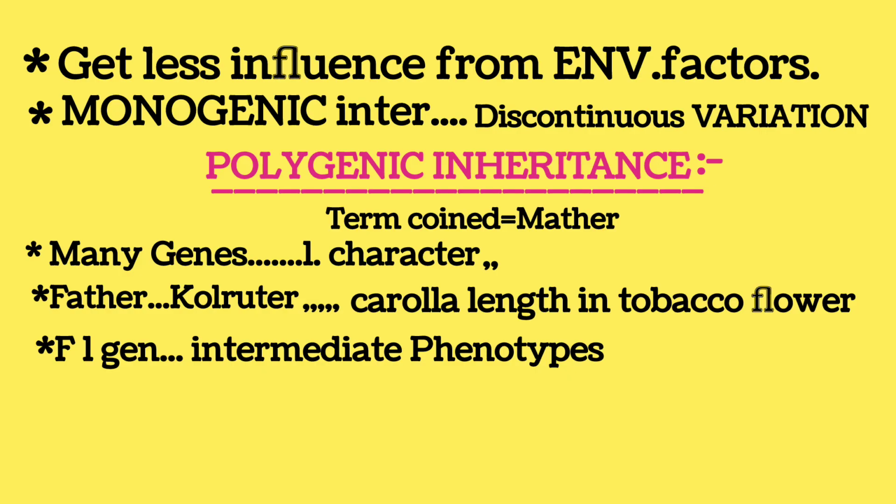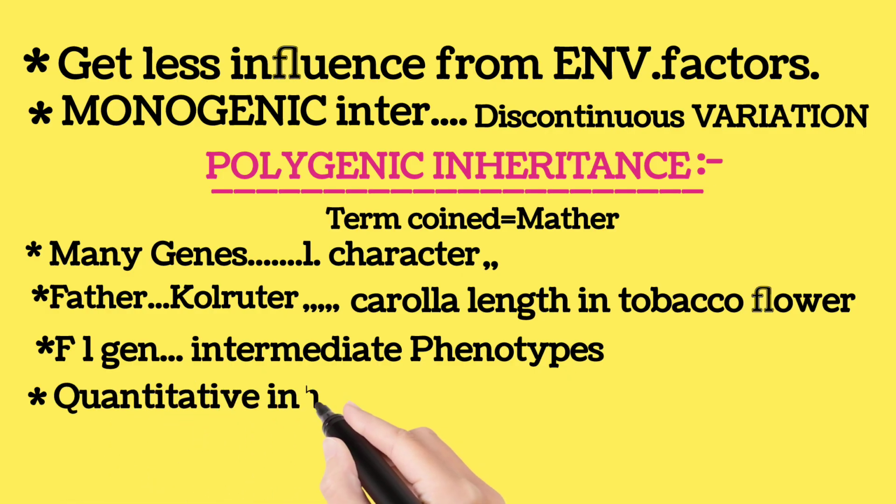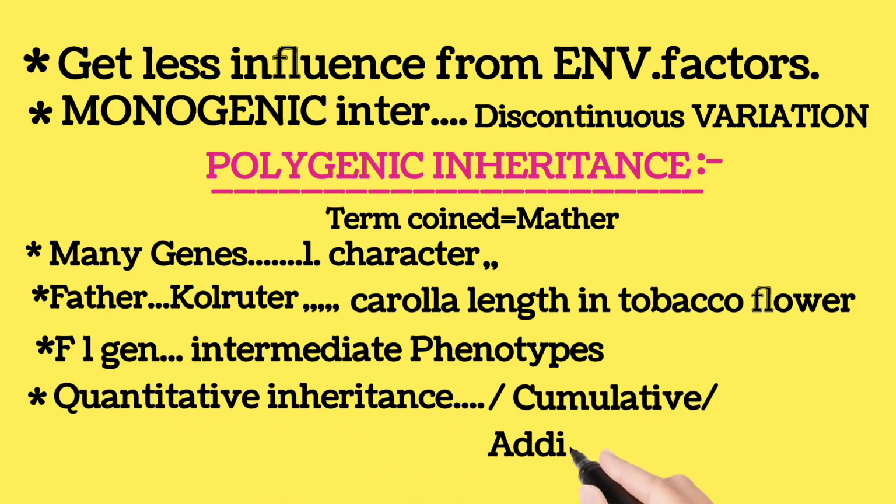Now, when we get F2 generation in polygenic inheritance, the F2 individual phenotype depends upon the number of dominant alleles, meaning the quantity of dominant alleles. So we can say the person having one dominant allele is different from the person having two dominant alleles. Hence, this polygenic inheritance is also called quantitative, cumulative, or additive inheritance. Hope you got the concept.